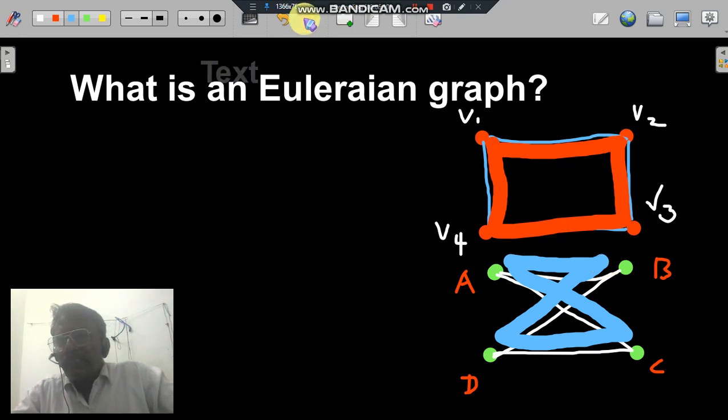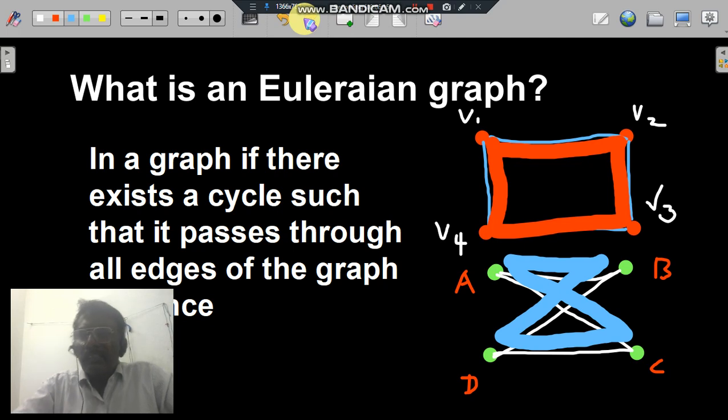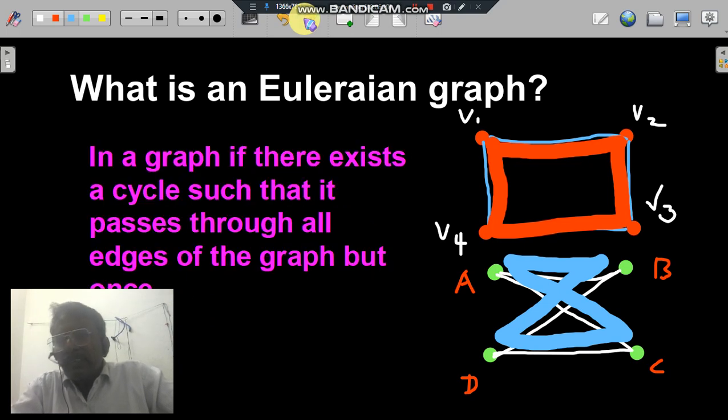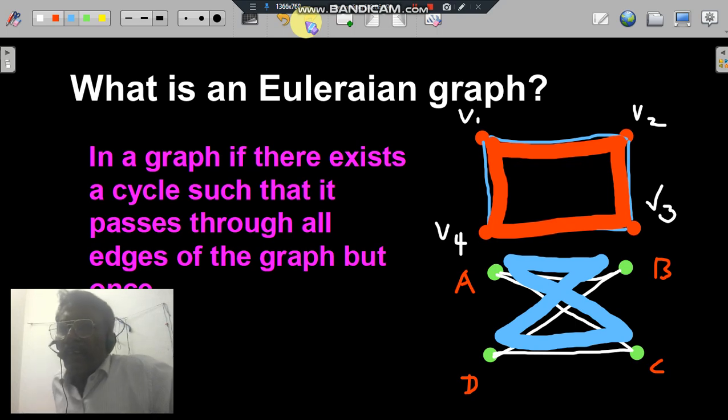So the definition goes like this. In a graph, if there exists a cycle such that it passes through all the edges of the graph but once, that is, a cycle that contains each edge only once, such a type of graph we call an Eulerian graph.